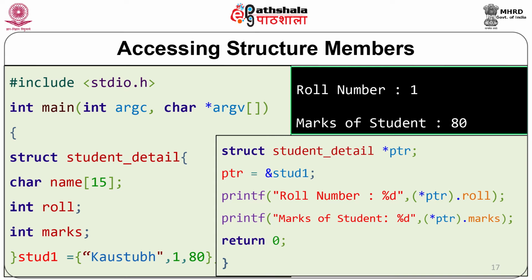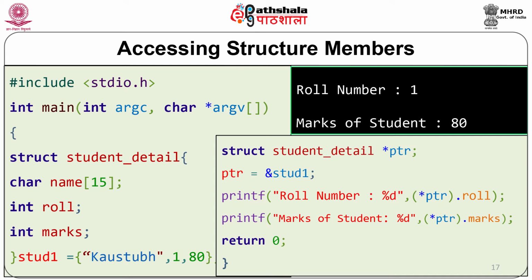After this we are creating a variable for student. Student 1 is Kaustubh, his roll number is 1 and marks are 80. Struct student detail star pointer, then pointer equal to ampersand student 1. It means we have stored the first student's information using a pointer. So, there is a particular memory location considered under the pointer.